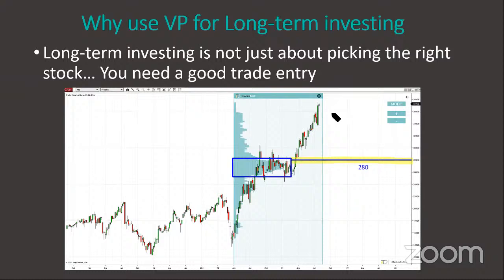What smart guys, the big guys, do is wait for a pullback. They wait for a discount, and they purchase the asset they want to buy at certain important levels, like, for example, this one, a heavy volume area, a very important level. So volume profile shows you good trade entries. That's why I like to use it with those long-term investments.